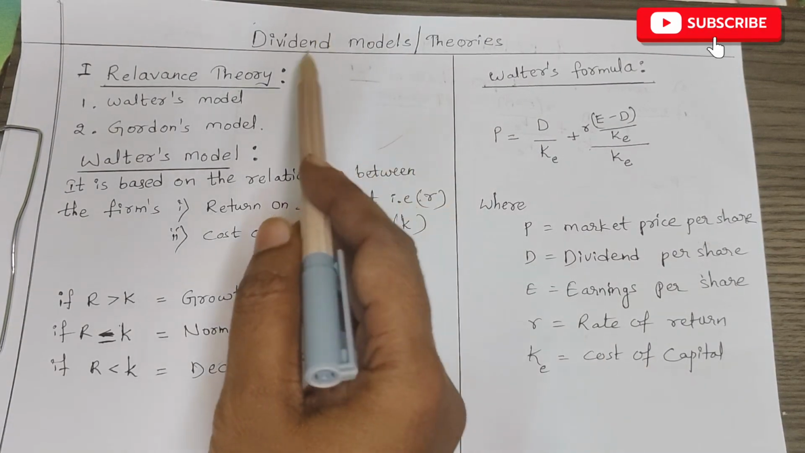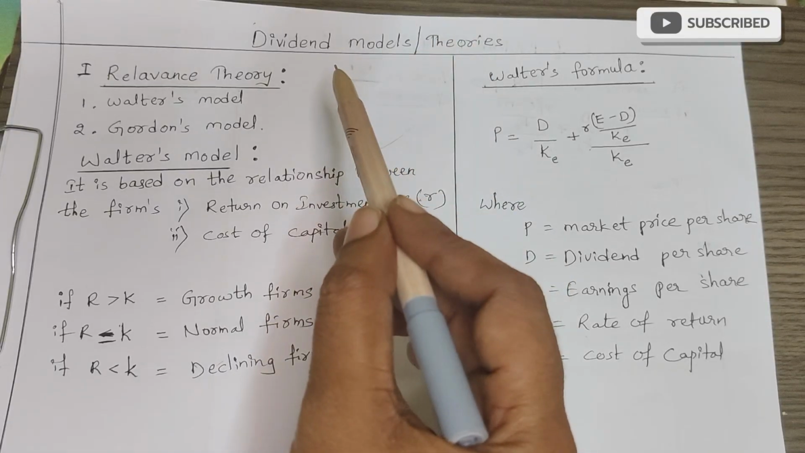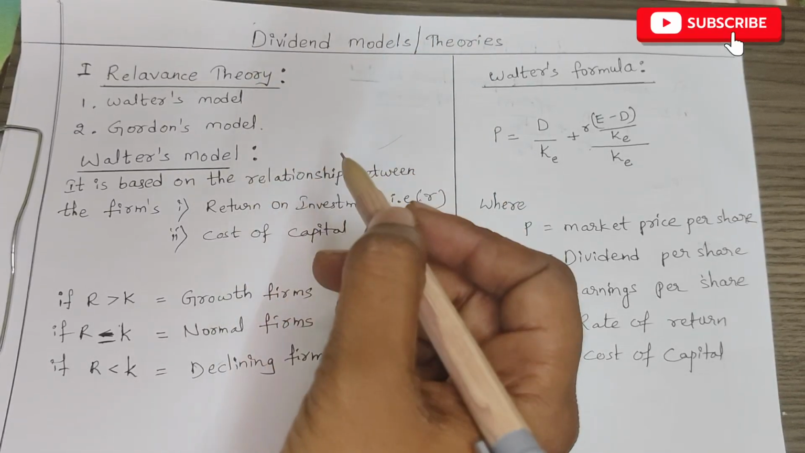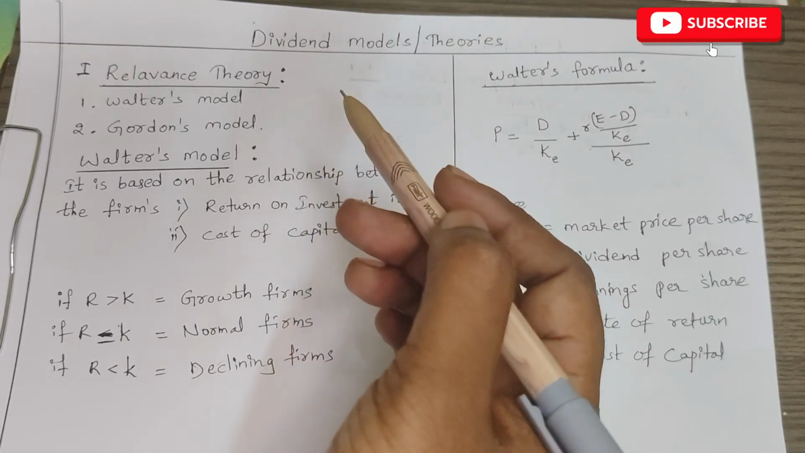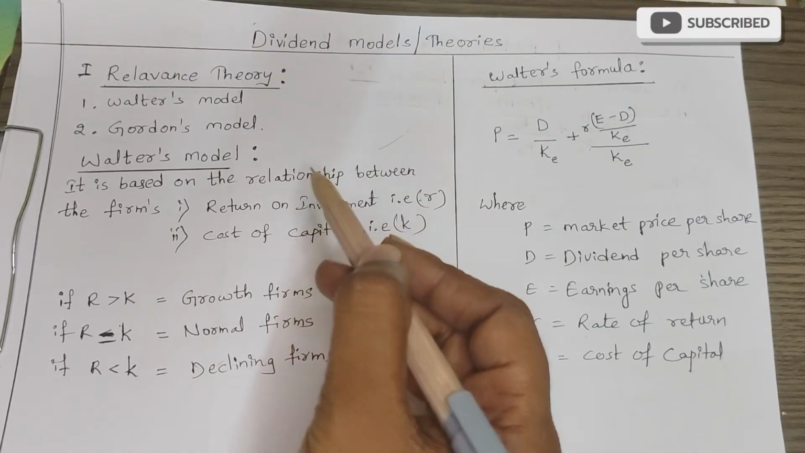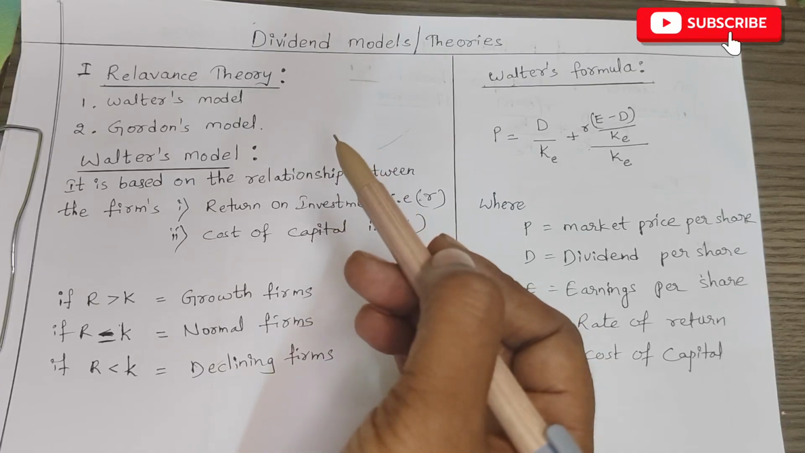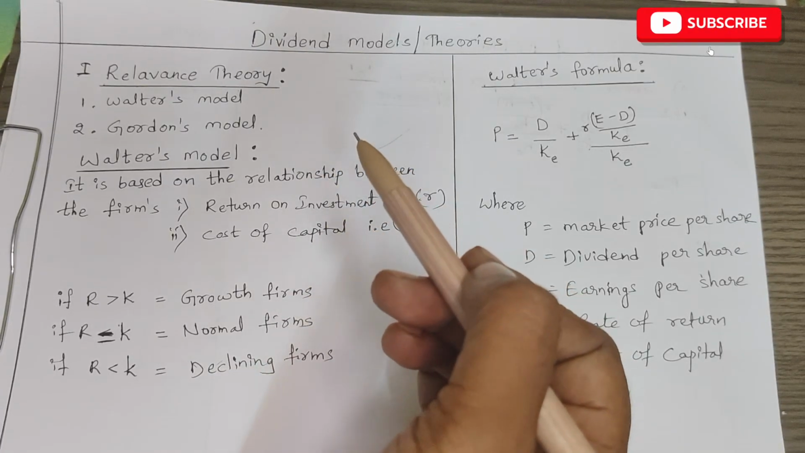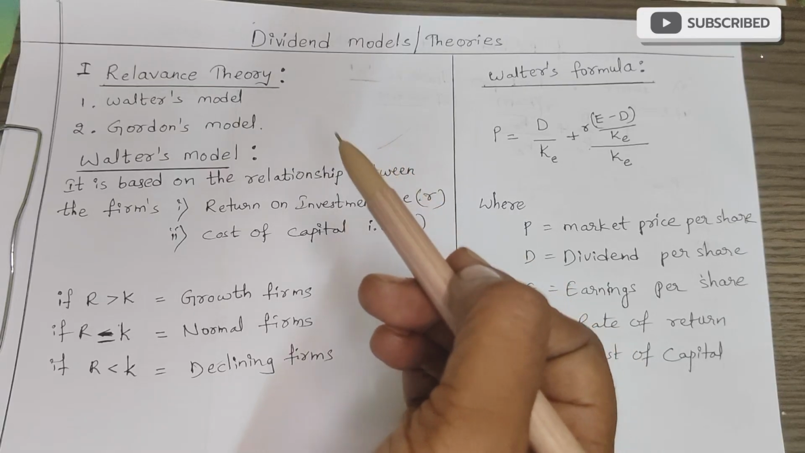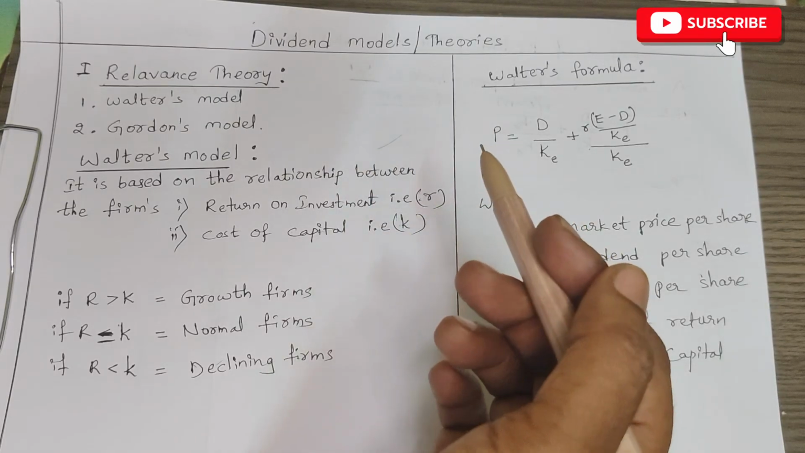Today we will see dividend models or dividend theories, a very important topic from the dividend decisions chapter. This is the fifth unit of Fundamentals of Financial Management. It is a subject of BCom Finance second semester, as well as useful to BBA students also. It's a very important topic. From this unit, you will get 16 marks, 12 marks long, 4 marks short.